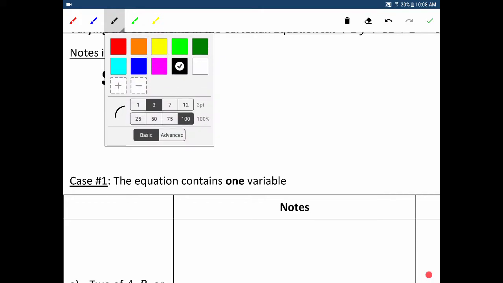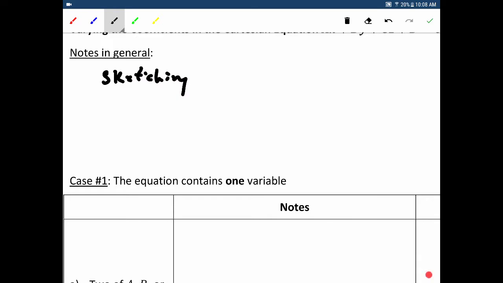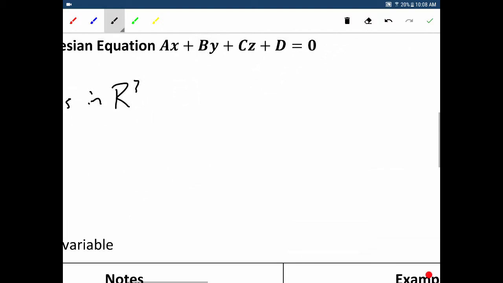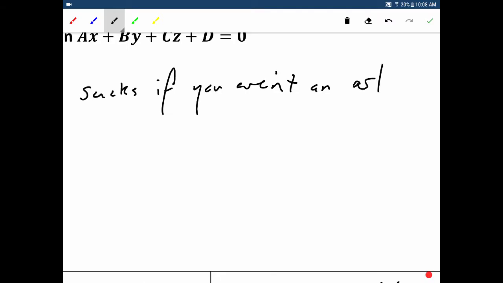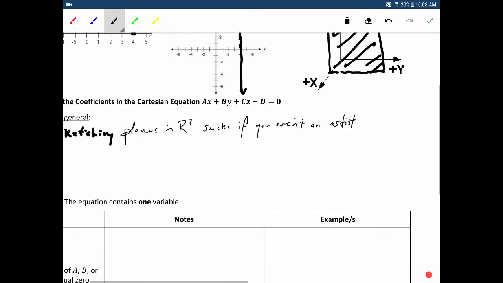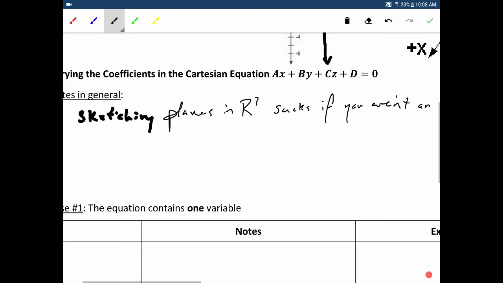Planes in R3 suck if you aren't an artist. There we go. I am kind of joking there, but not really.